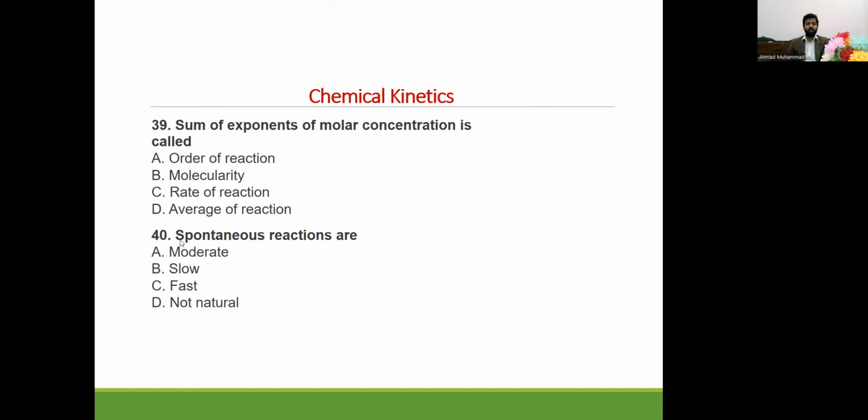If we talk about question number 14, spontaneous reactions are moderate, slow, fast, or not natural. So the right option is C. Spontaneous reactions usually are fast.